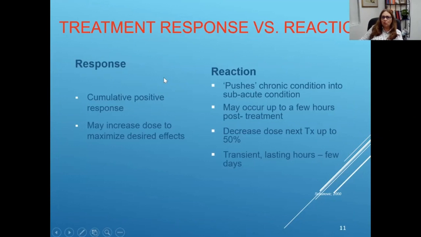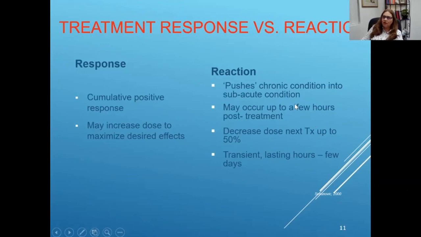So ultimately what we're looking for is a treatment response, and that occurs over usually multiple treatments where there's a cumulative effect that's going on. And so you're building on the treatment that you had 1 or 2 days ago because there's still an effect within the system. And if we need to, we can gradually increase that dose to achieve the effect that we're after.